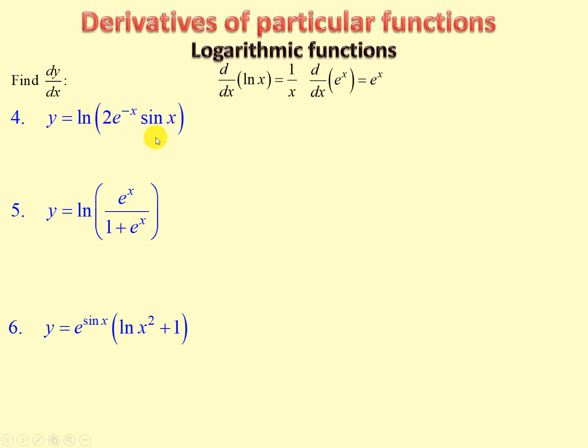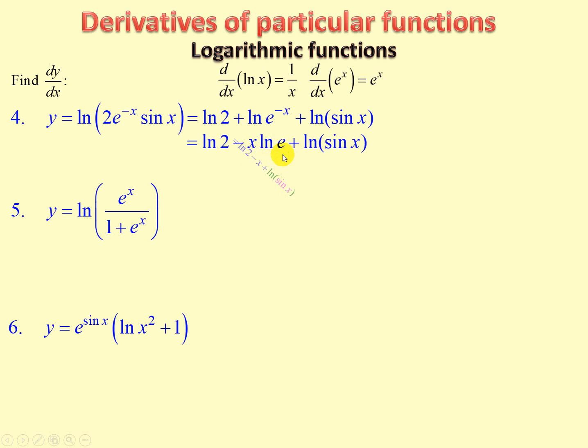This is a product. But notice that we can expand that using the log rules, log laws. Ln of ABC is ln A plus ln B plus ln C. Then we can go a step further with the ln of e to the minus x. The minus x can come to the front, and ln of e is 1, so we end up with just a minus x. Makes life much easier. Now we have 3 terms to differentiate.